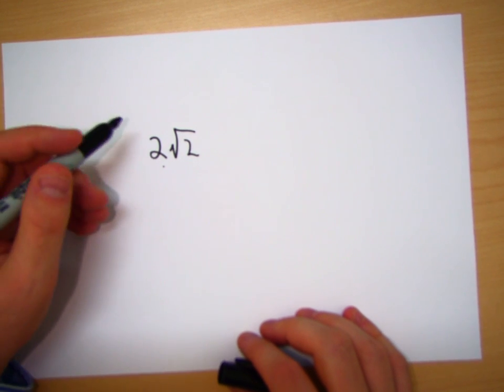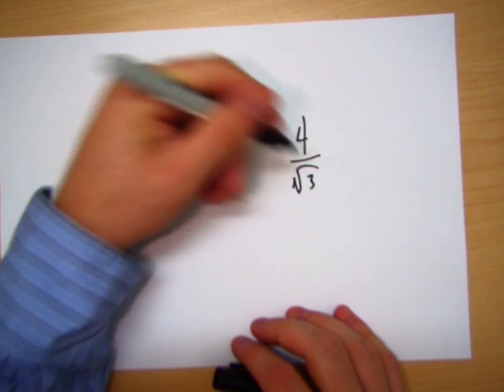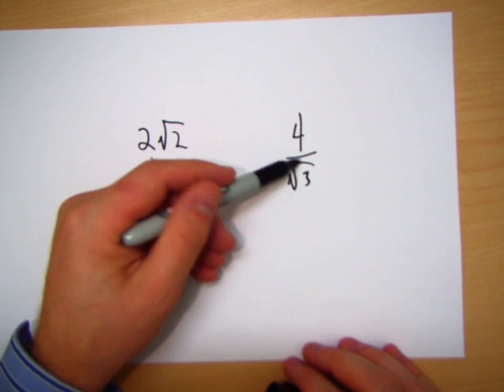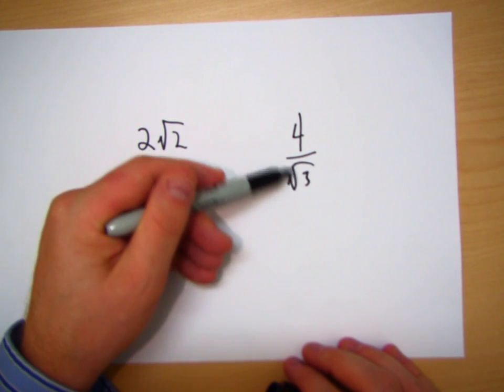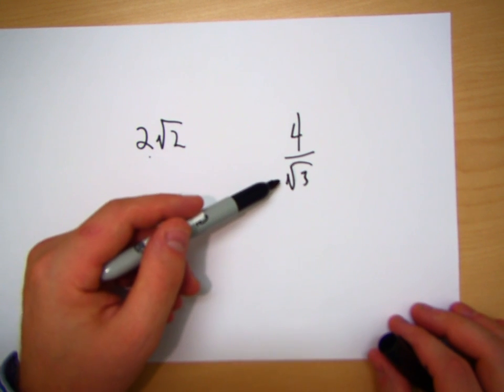So if I ever get a number like 4 over root 3, okay, 4 over root 3 is not written in radical form because there's a radical in the denominator. Now, how do I get rid of that? I'll just show you very quickly how to get rid of this radical in a denominator.